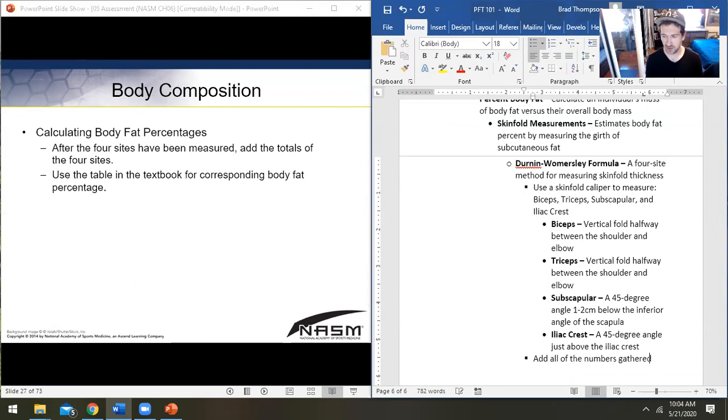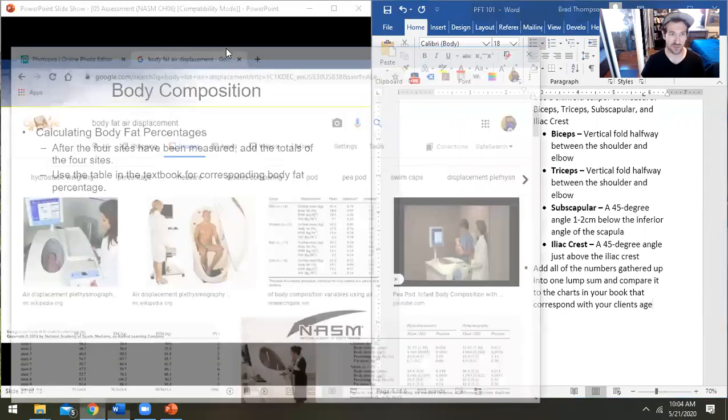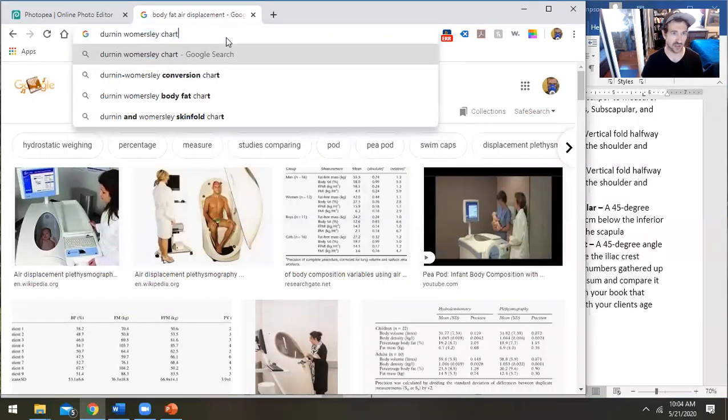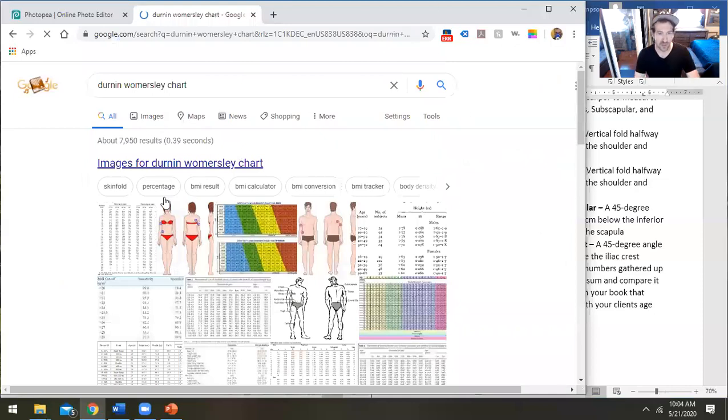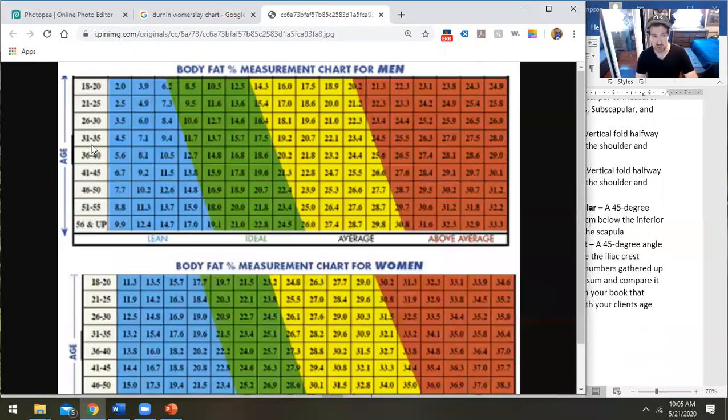So then what you're going to do is add all of the numbers gathered up into one lump sum and compare it to the charts in your book that correspond with your client's age. So let's see if I can find a Google picture of this. Durnin-Womersley chart. There we go. All right, so let's say your client is 35 years old, right?